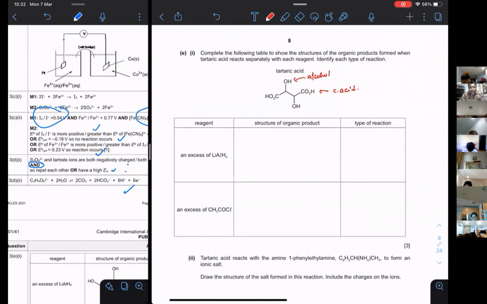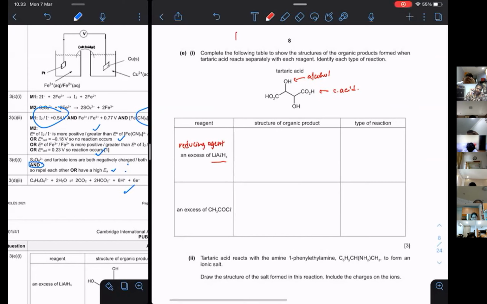So when you react with excess LiAlH4, this is going to be a reducing agent. If you look at alcohol, alcohol cannot be reduced further. So alcohol is not going to get involved over here. But carboxylic acid is going to be reduced, to what?